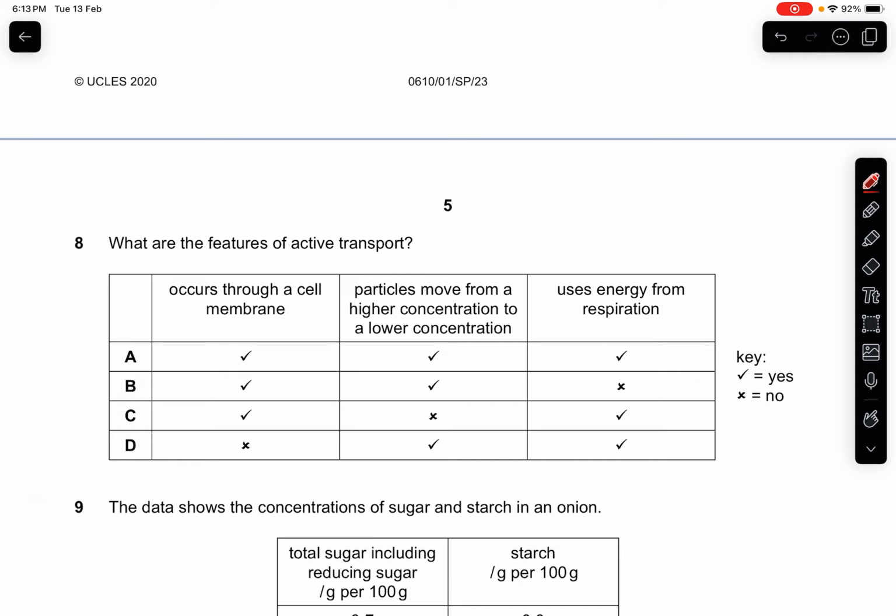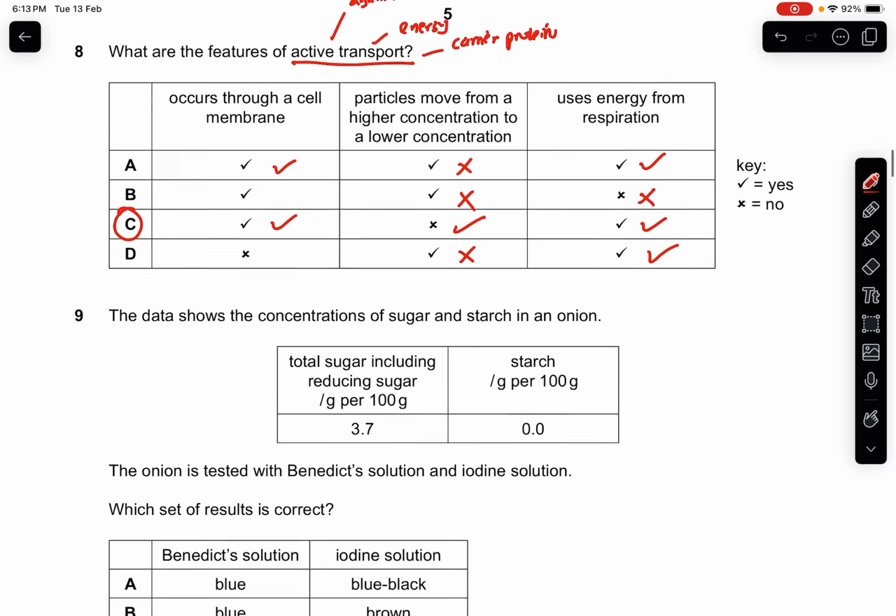Question 8. What are the features of active transport? A key thing to know about active transport is that it goes against the concentration gradient. That is one of the things. And then it requires ATP or energy. It needs carrier proteins. Okay, so these are just the main few features that we can identify. So which one is the correct answer? It occurs through a cell membrane. Yes, it's correct. Particles move from a higher to lower concentration. No, it doesn't. So let's mark off everything that is wrong, and the answer is quite obvious already. It uses energy from respiration. Correct. So this is the only option. The answer is C.